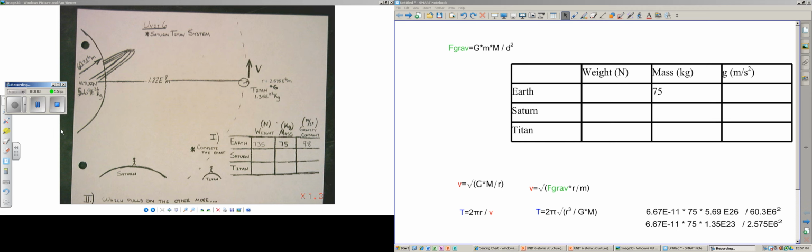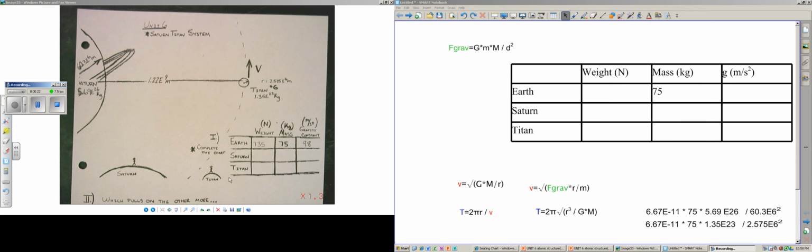Okay, so we're going to go over the answers to the top part of the review for quiz 10. We're going to complete the mass weight chart. So we look here at this example, we're interested in finding our weight on Saturn and then our weight on Titan.